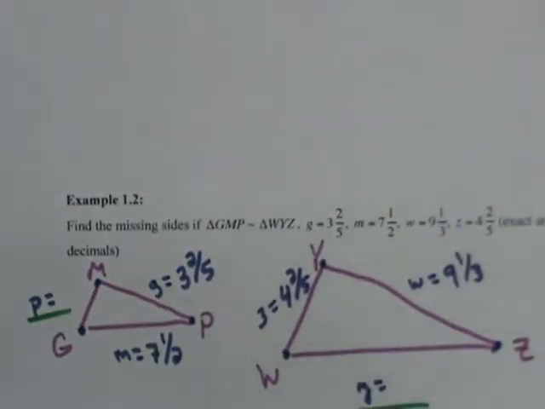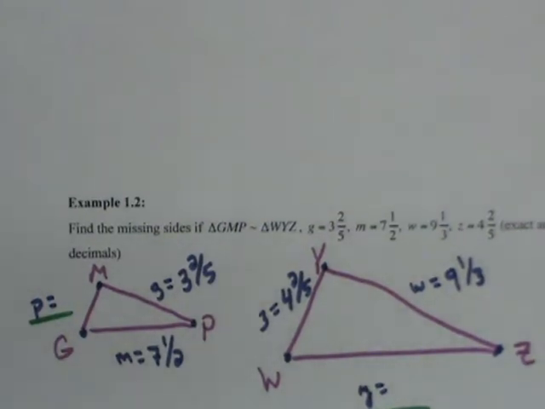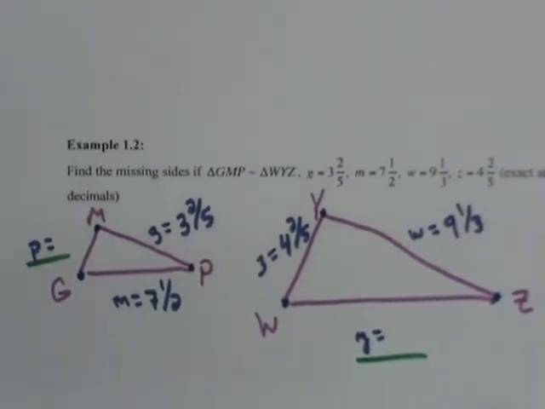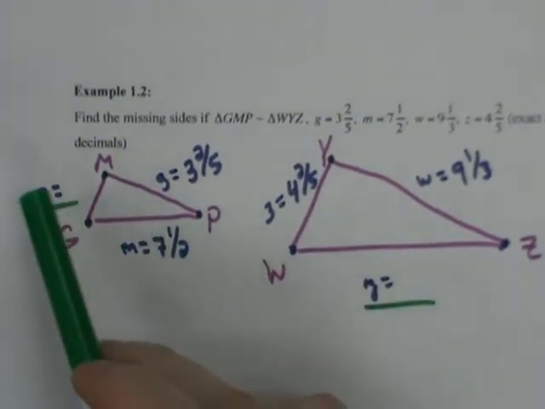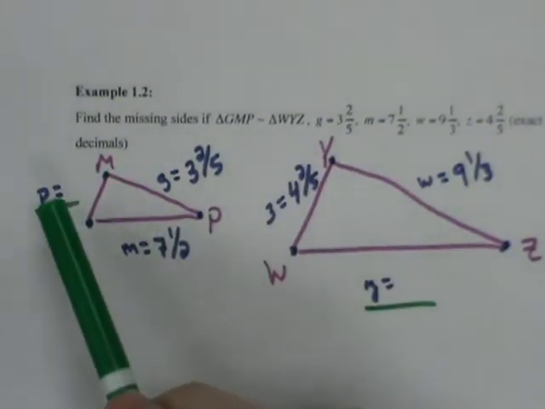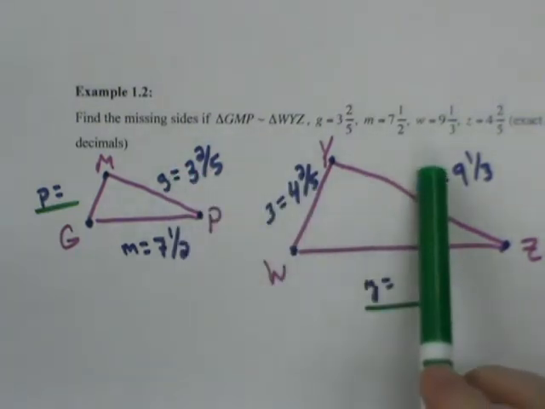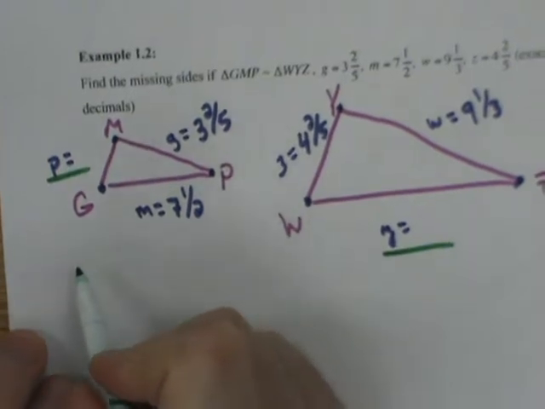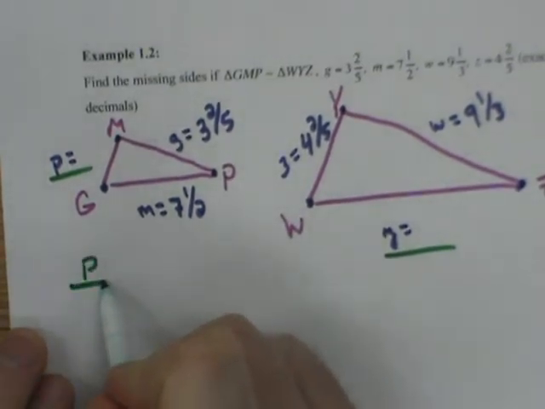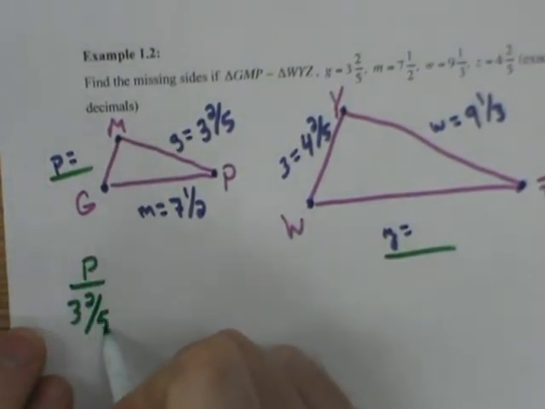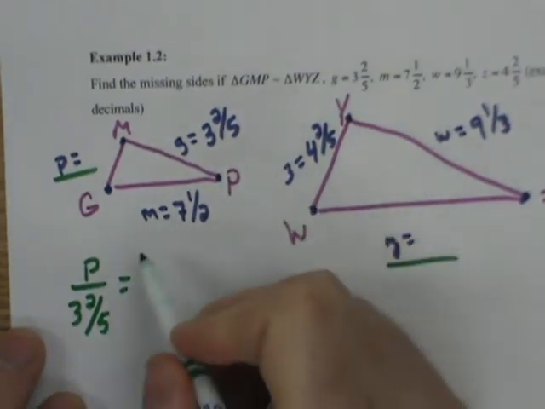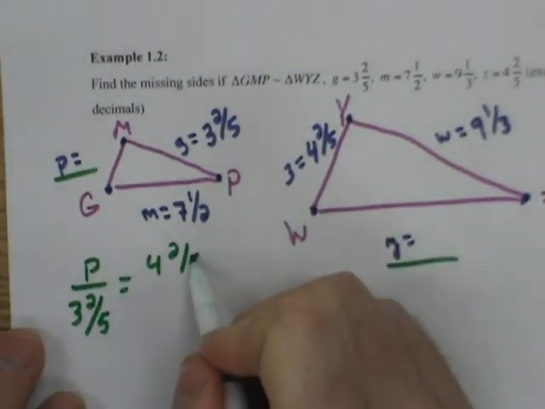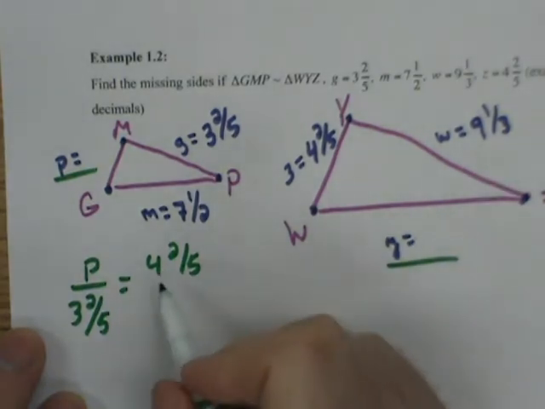It would be a horrible idea to try to set up a ratio that has those two values. So these have to be done independently. You can only solve for one unknown at a time. As I look across here, I see that I have a left, right idea. So I could set up a proportion like that. I can say P is to 3 2/5 as 4 2/5 is to 9 1/3.